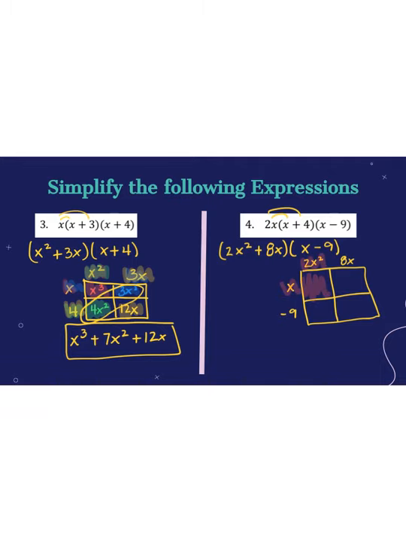Okay, with that box, 2x squared times x will give me 2x to the 3rd. Moving over here, 8x times x is going to give me 8x squared. 2x squared times a negative 9. Negative 9 times 2 is going to give me a negative 18, and then I still have that x squared. And finally, 8x times negative 9 is going to give me a negative 72x.